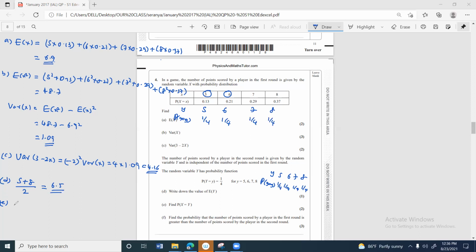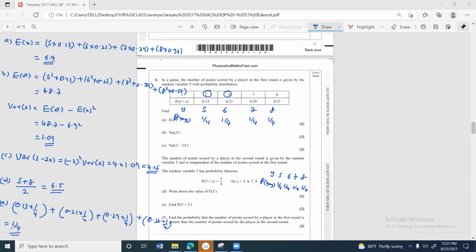Then the probabilities where 5 x is equal to 5, x is equal to y. That means 5 and 5. 5 and 5 is 0.13 into 1/4, or 6 and 6, 0.21 into 1/4, plus 7 and 7, 0.29 into 1/4, plus 8 and 8. 8 and 8 is 0.37 into 1/4. If you work this out, you get the answer. Totally 1/4 would be the probability.